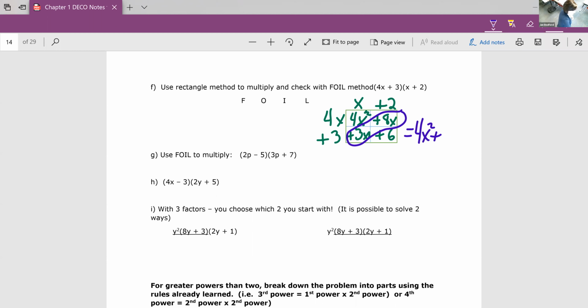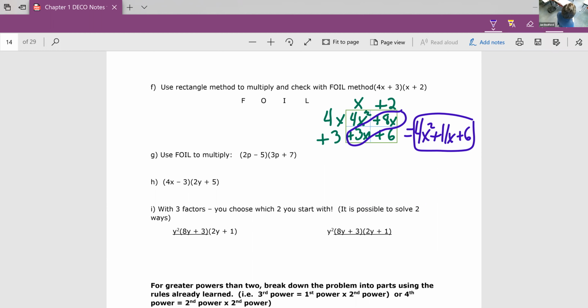Plus 11x, good. When they're like terms, I just add up the coefficients, keep the same variable, and then what goes on the end? Good job, okay. So it does not matter to me if you want to do FOIL or if you want to do the box. I like the box just because it keeps me organized.